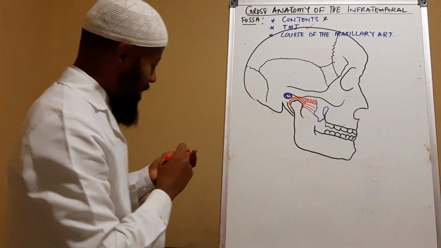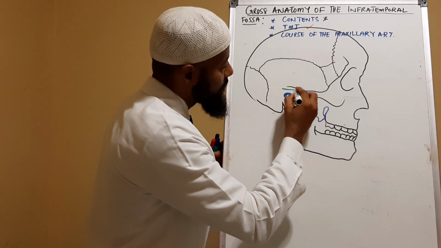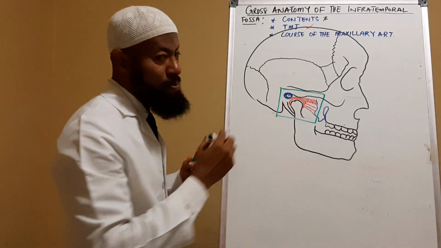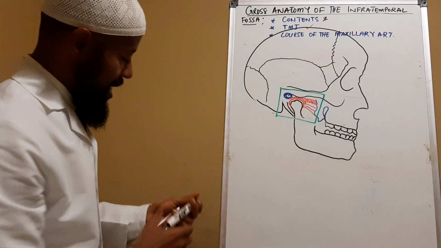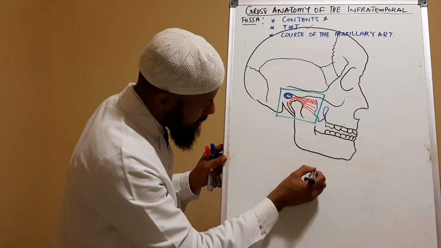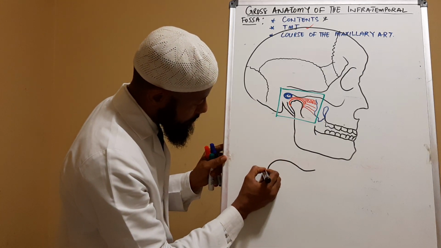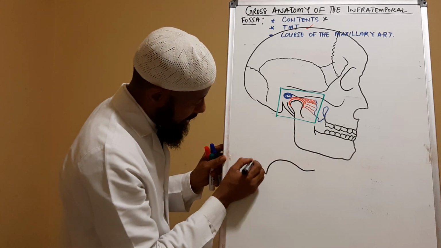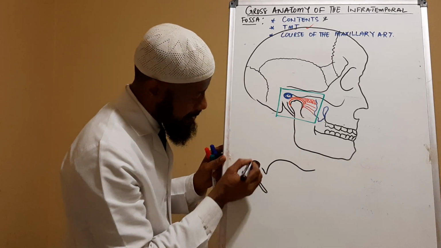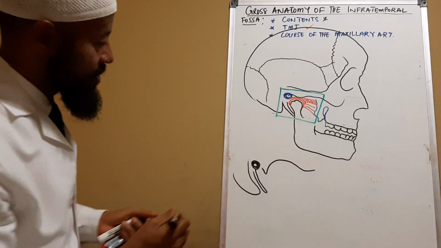Okay? Now what we're going to do here is take off this portion and expand that portion. So here is our external acoustic meatus. That's your styloid process, and of course that's your mastoid process.